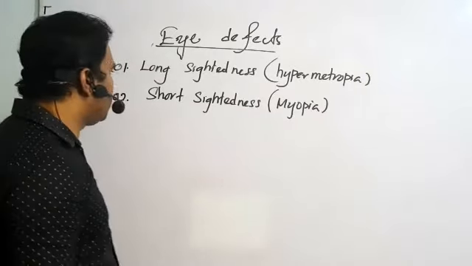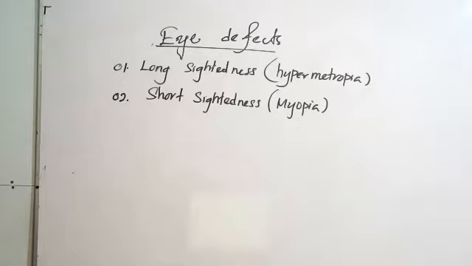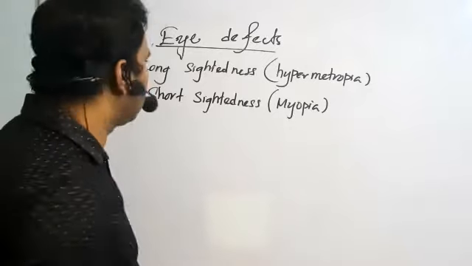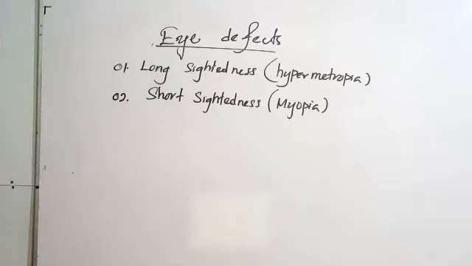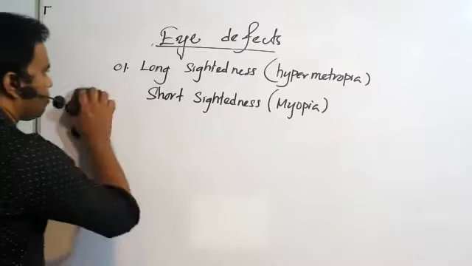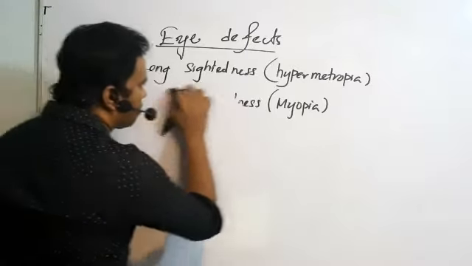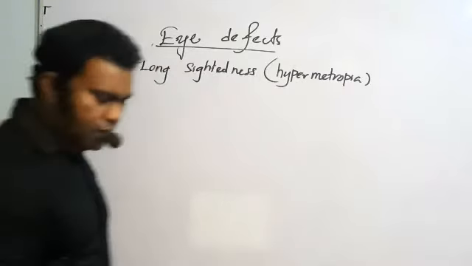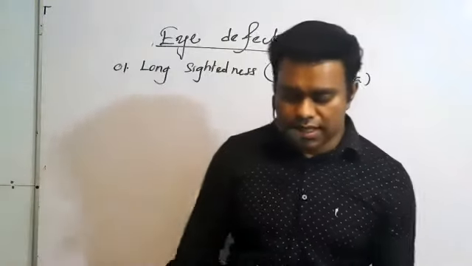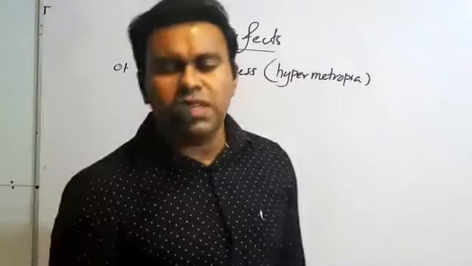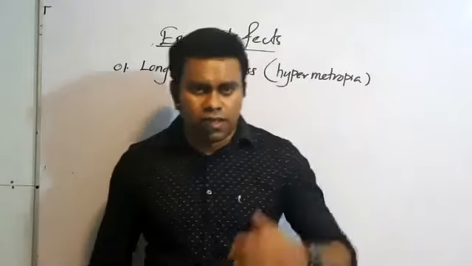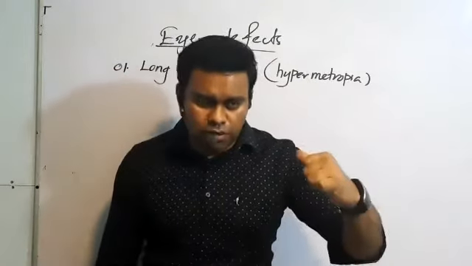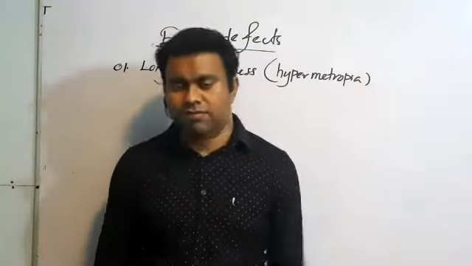Long sightedness and short sightedness. Okay, subtopic, take down: long sightedness. Son, now we are going to learn about long sightedness. The real meaning of that is the ability to observe objects far away.